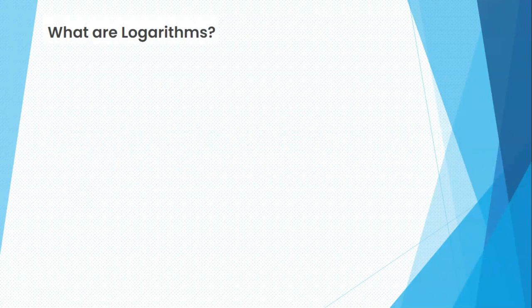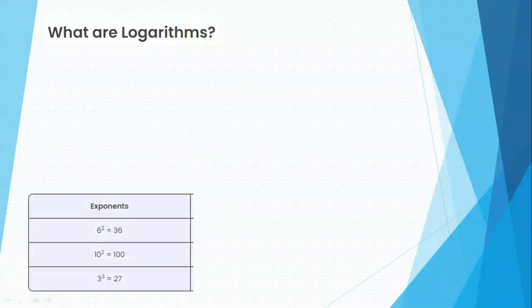Right? For example, 6 raised to the power of 3 means that 6 is multiplied with itself 3 times. 10 raised to the power of 4 is 10 multiplied by 10 multiplied by 10 multiplied by 10. Right? As simple as this. You know about exponents and you have learned about them. For example, 6 squared is 36, 10 squared is 100, and 3 cubed is 27. This you already know.